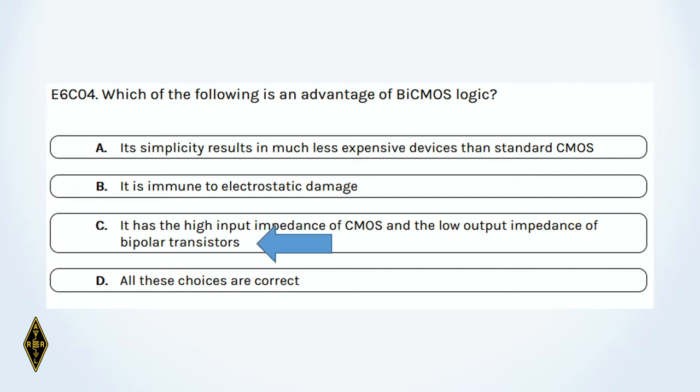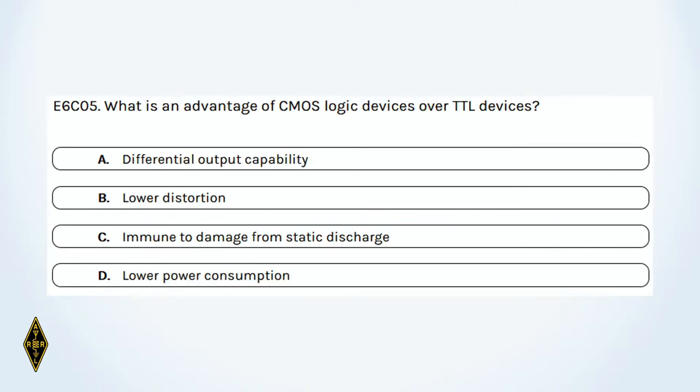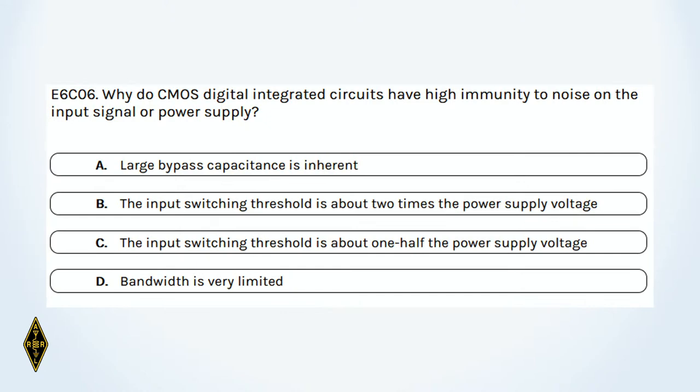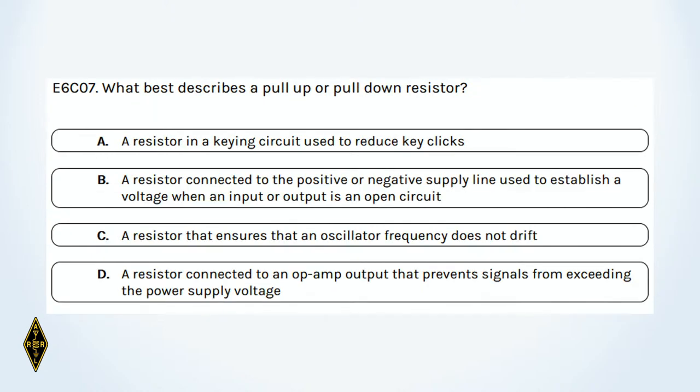Charlie. Yep, it has the high input impedance of CMOS and the low output impedance of bipolar. And what is an advantage of CMOS over TTL devices? Delta. Much less power consumption. In TTL devices that had circuit boards filled with TTL chips, you had to really have a huge, beefy power supply to supply the current for all of those chips. So why do CMOS digital integrated circuits have high immunity to noise on the input signal or power supply? Charlie. It is because the input switching threshold is about one half of the power supply voltage, has high noise immunity. So what best describes a pull-up or pull-down resistor?